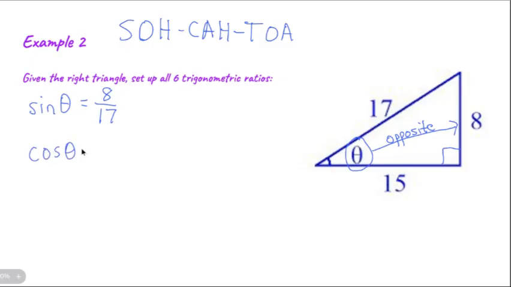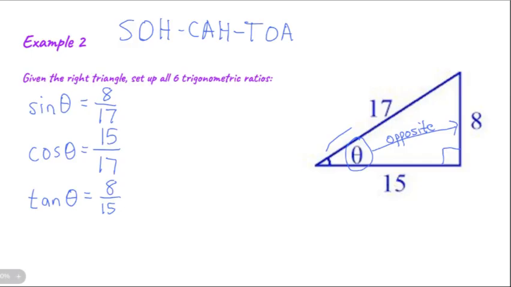Let's do cosine. Cosine, the C, is adjacent over hypotenuse. So adjacent is next to. Now, hypotenuse is also next to the angle, but that's already got its own name. So we call this the adjacent side, which is 15. And then again, our hypotenuse is 17. And then tangent theta. Tangent is opposite over adjacent. That would be 8 over 15. All right, that's setting up the trig ratios.